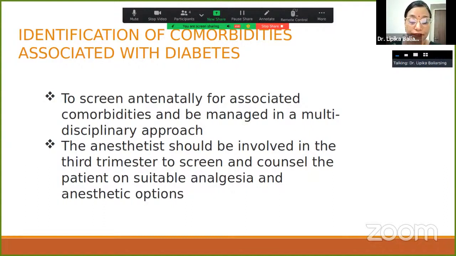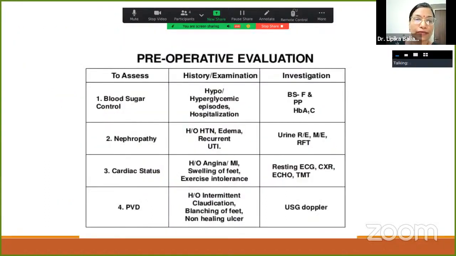We have to encourage them to take the spinal anesthesia in comparison to general anesthesia. So how do we evaluate them? The preoperative evaluation, as we know, usually involves blood sugar control, the level of glycemia, whether there are hypo or hyperglycemic episodes, and whether hospitalization is needed for any of these episodes. The investigations we need are blood sugar fasting or postprandial, and HbA1c is just for the progression of the disease, not for any implication for providing anesthesia.